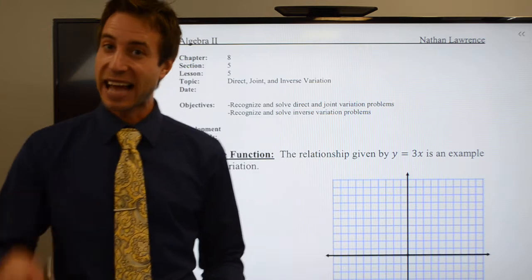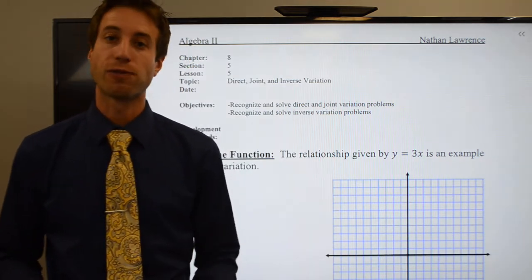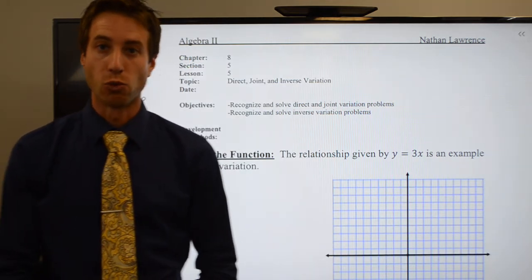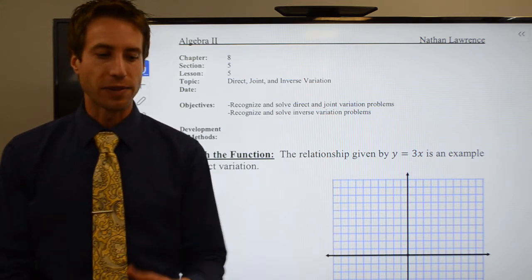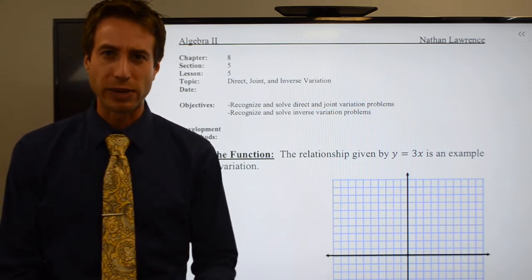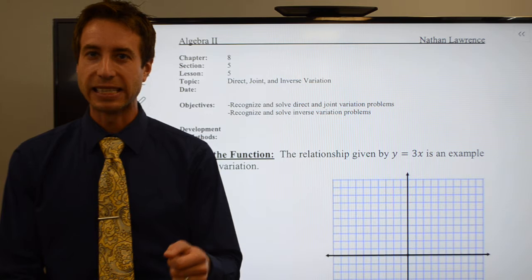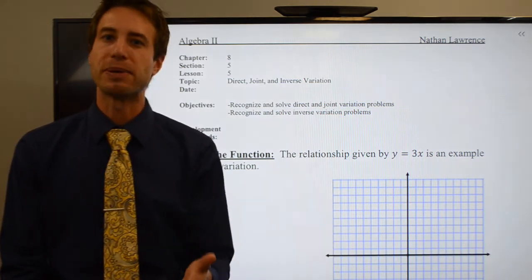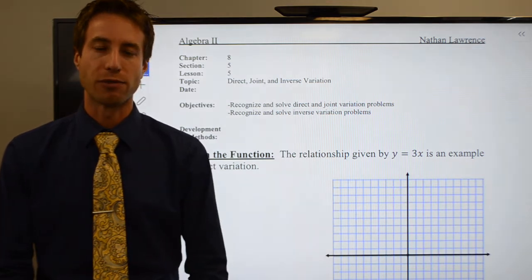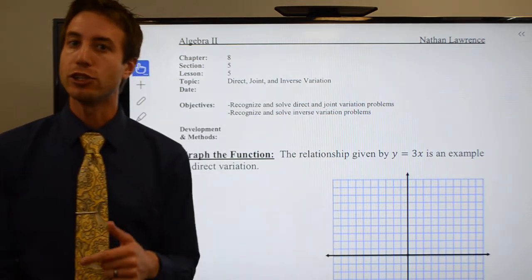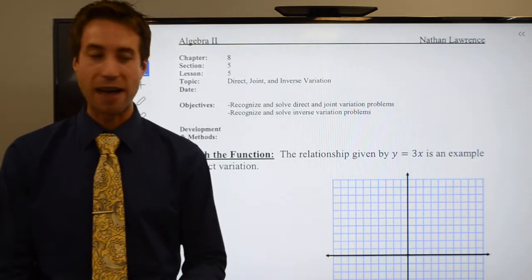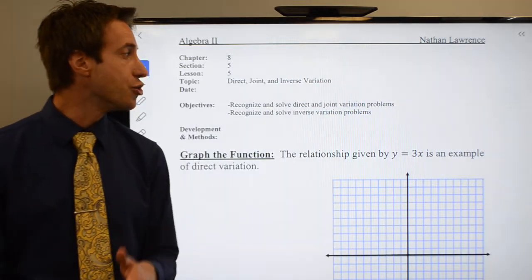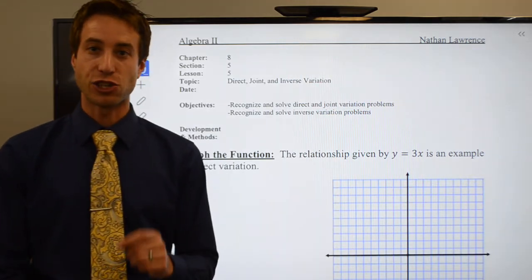And then in the last two sections, Section 3 and Section 4, we looked at graphing rational functions and all the interesting characteristics you can find for those rational functions that help you put together the pieces and show you what the graph of those functions looks like. What we're going to do here in Chapter 8, Section 5 is begin to take a look at what's known as variation functions.